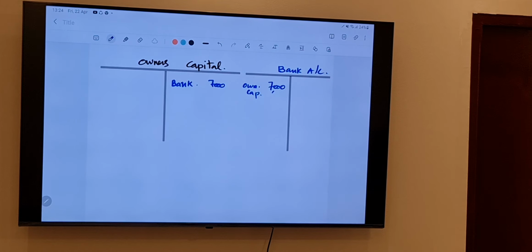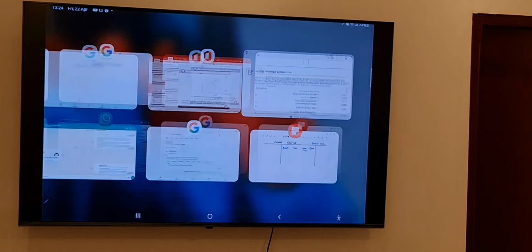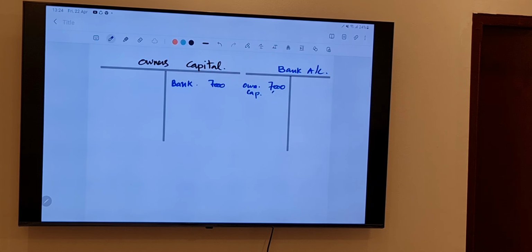So, first transaction. You understood? Tell me again, no problem. Now you read the question. They are saying he put 7,000 of his own money into the business bank account. So that's the start. When he is putting 7,000, the double entry we should pass is what we have done. Clear? This is the double entry rule. I debit here and I credit here. Good. Second one.